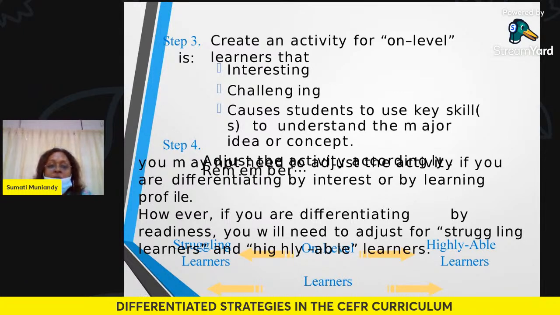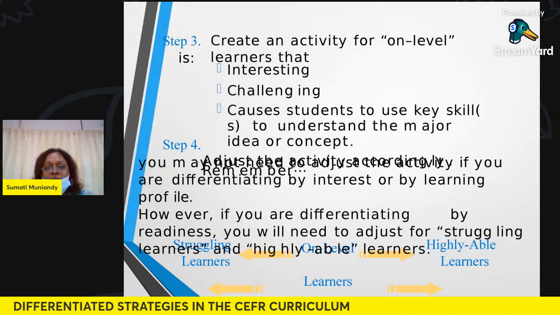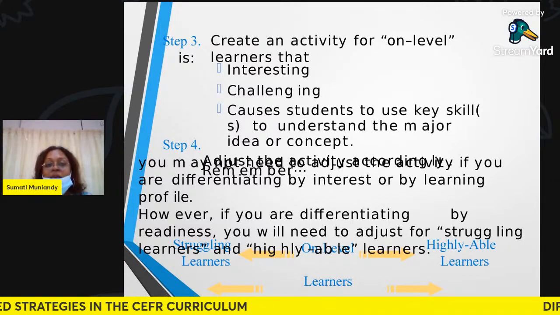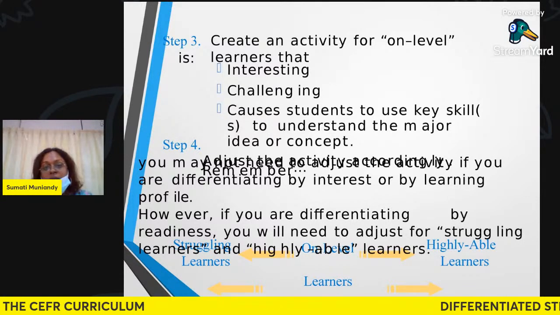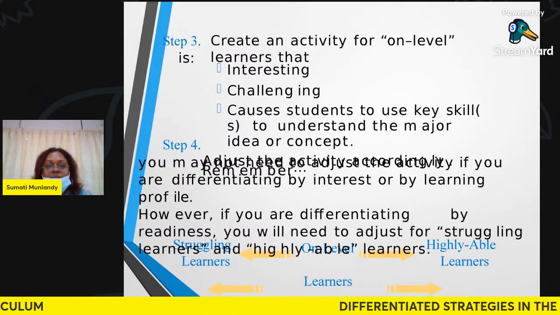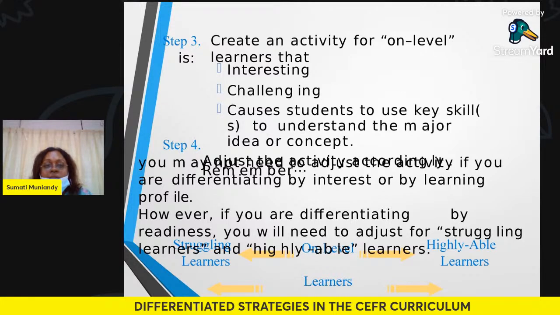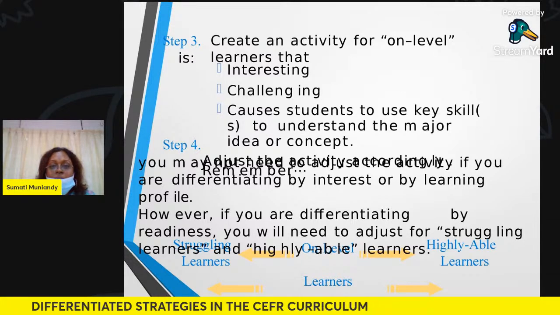However, if you are differentiating by readiness, you will need to adjust for struggling learners and highly able learners. Yeah, that's what I've been telling. You have to adjust your lesson plan and your teaching strategies according to the learner's ability. All right.